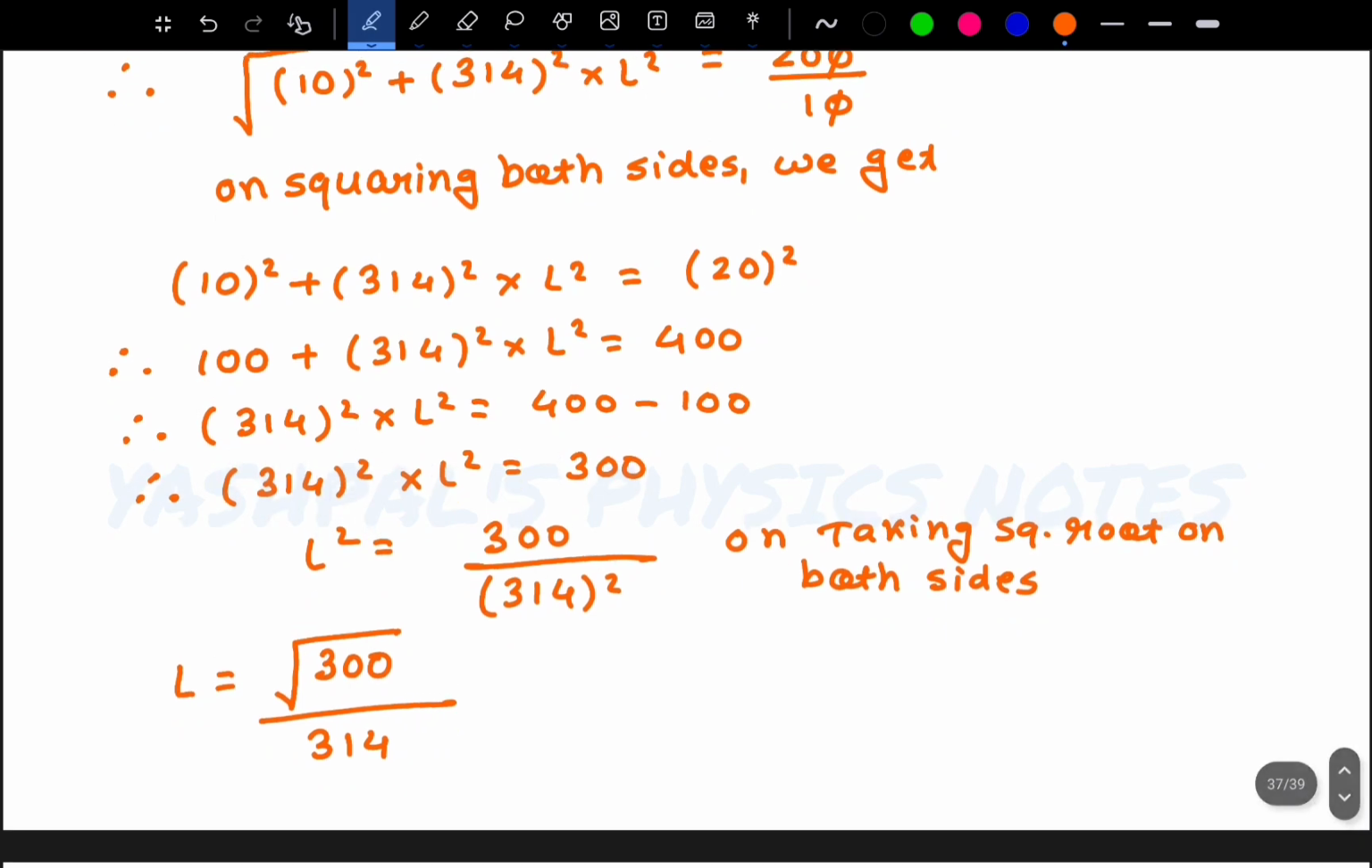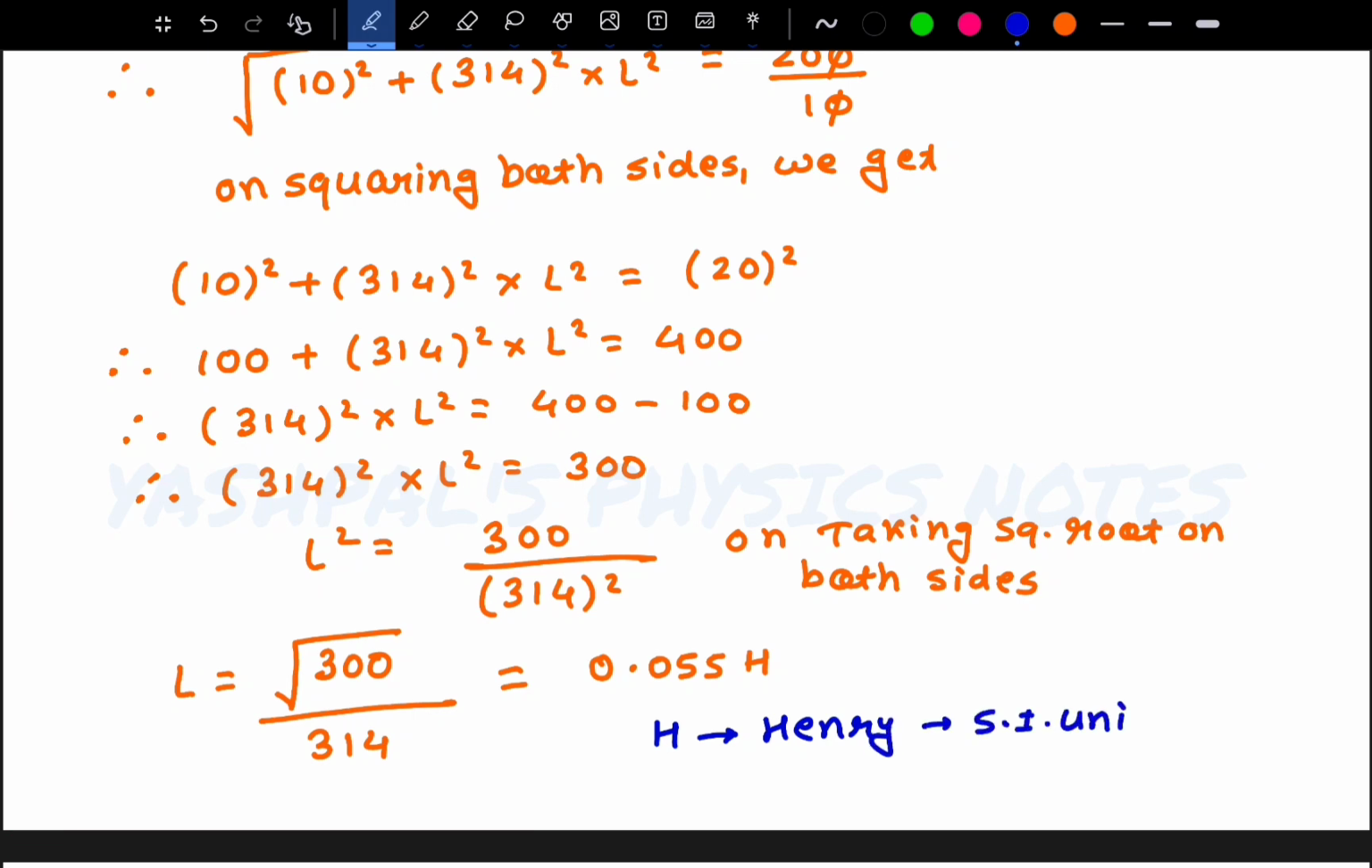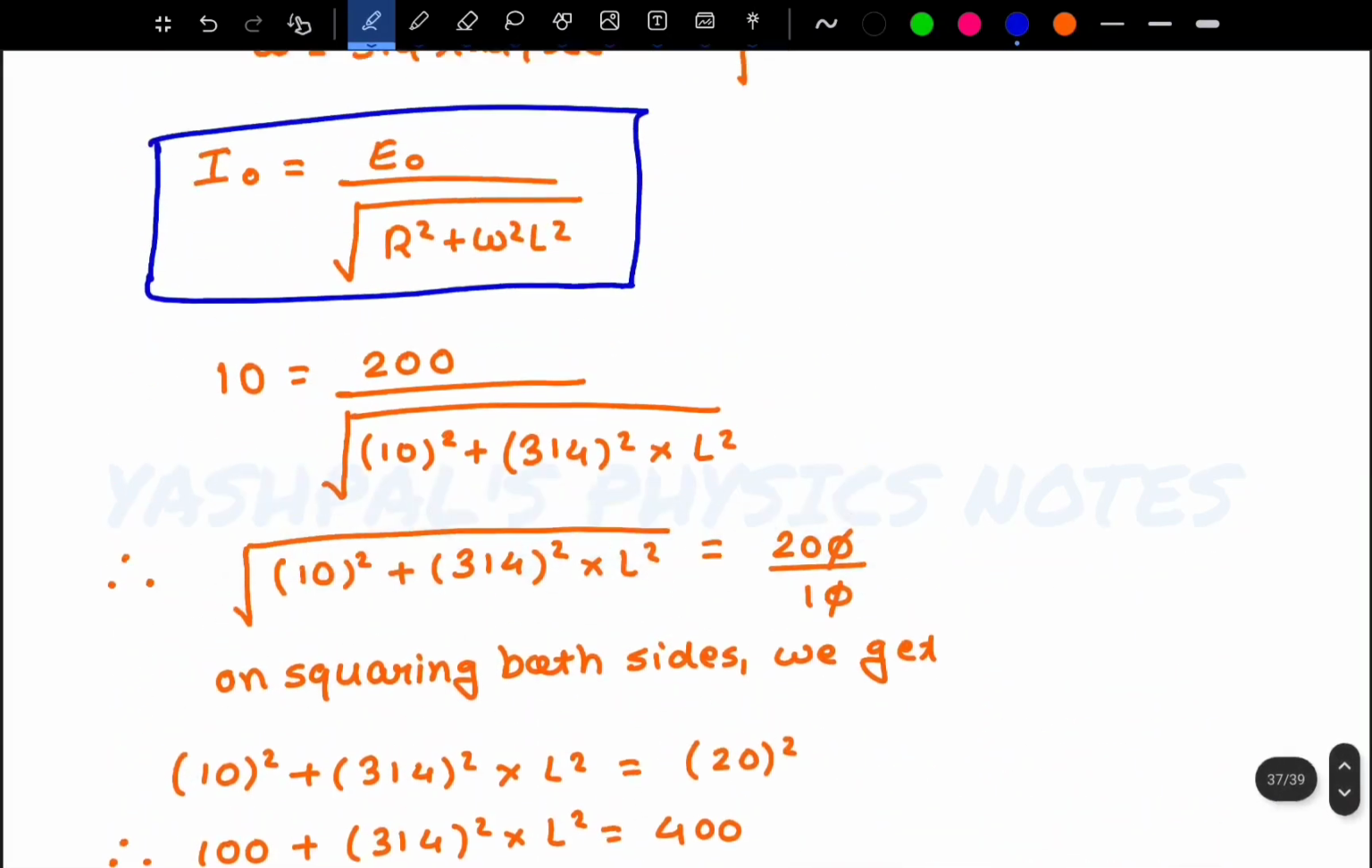Now after solving with our scientific calculator, we will get the value 0.055 Henry. Remember, this H is Henry, and it is the SI unit of inductance. So here we have found the value of L with the given data.